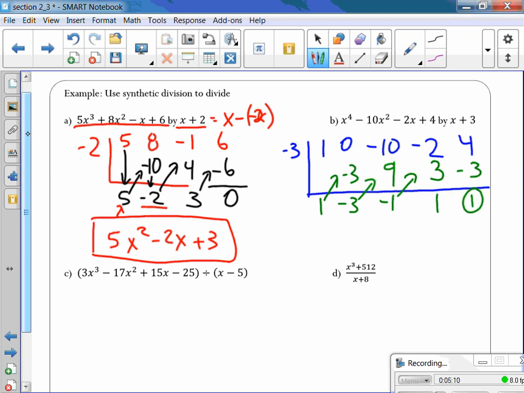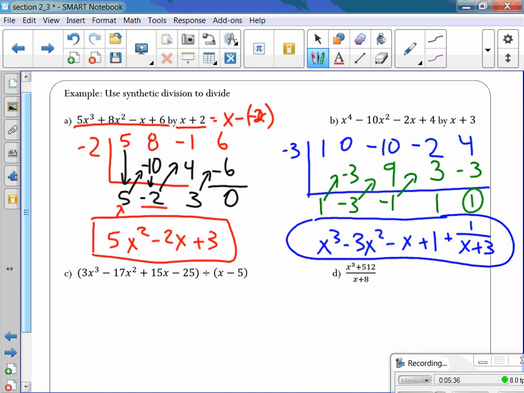So here, we wind up with these being the coefficients of my quotient, which would be x cubed minus 3x squared minus x plus 1. And I had that remainder plus 1 dividing by my divisor of x plus 3. So this is what we get when we divide x to the fourth minus 10x squared minus 2x plus 4 divided by x plus 3. Definitely takes up a lot less space than if you're doing long division.